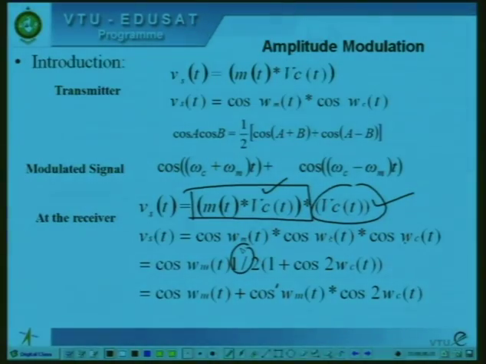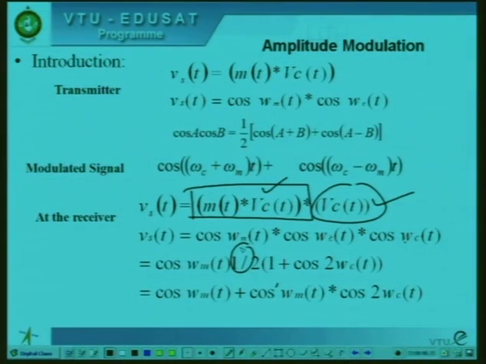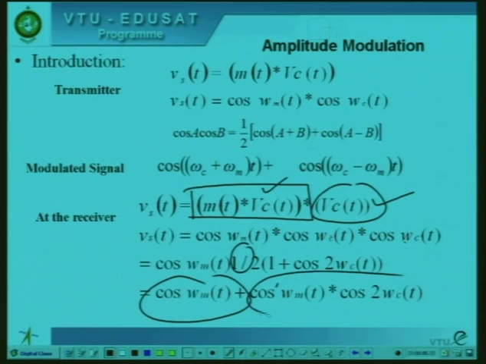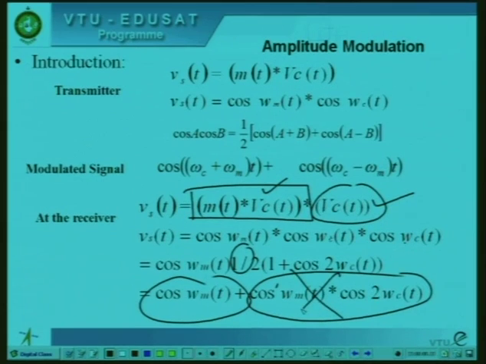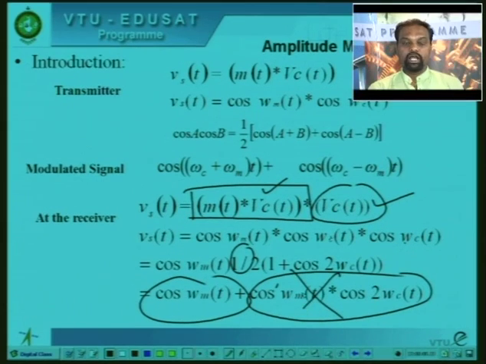So the mathematical operation performed at the receiver, multiplying the incoming signal by cos of omega ct, the carrier signal available at the receiver, gives us cos omega mt as one of the signals, and another component whose frequency is translated by twice the carrier. Now in this expression, cos omega mt plus cos omega mt into cos 2 omega ct, we can remove the second term using a low pass filter and retain only the first, so we get back cos omega mt.